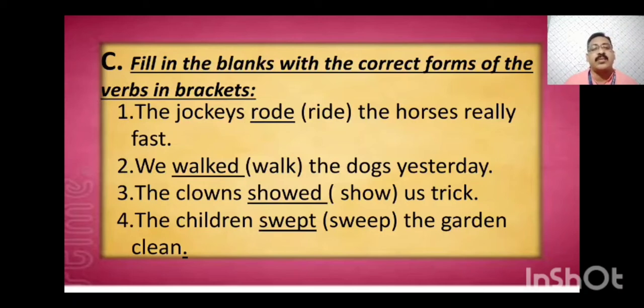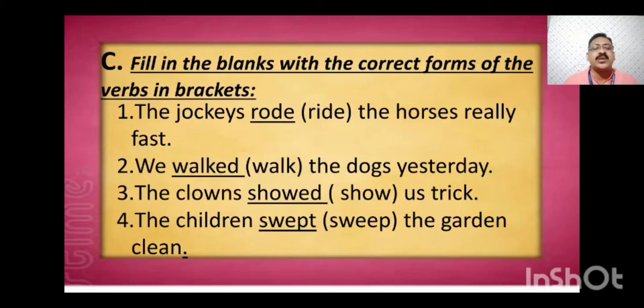Rode is an irregular verb because rode doesn't end with d or ed, but walked and sewed, these two verbs are showing ed, so they are regular verbs. Rode is an irregular verb. And the fourth one: the children swept the garden well. Here sweep past form is swept, but this is also an irregular verb because swept doesn't have d or ed.